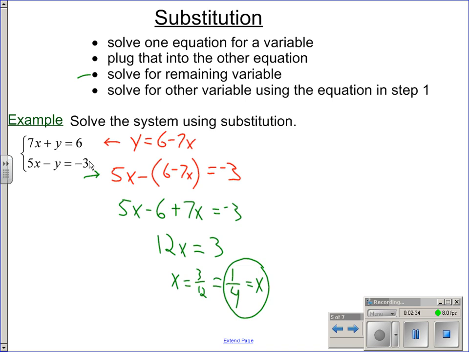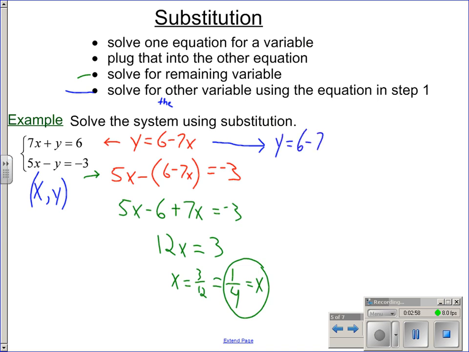Now the last step is to solve for the other variable using the equation in step 1. We know what x is. Remember, the solution is a point. It's an x comma y. Okay, we got x, now we're looking for y. So go back to that first equation. It already says y equals. Plug in our x value.